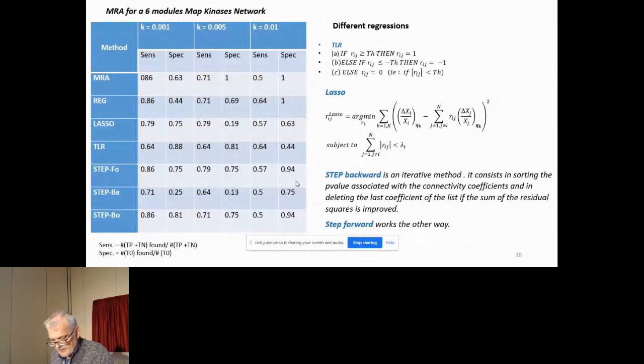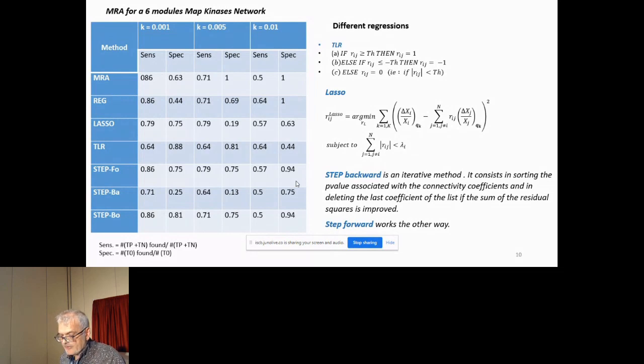Now, we compare the benchmarks of different regression types to determine the existence of edges. We have digitalized the values of the connectivity coefficients: 0, -1 for an inhibition, and +1 for an activation. We define the sensitivity as the ratio of the number of true positives plus true negatives found in the network versus the real total number of true edges. The specificity is the number of true zeros found versus the real number of zero coefficients.